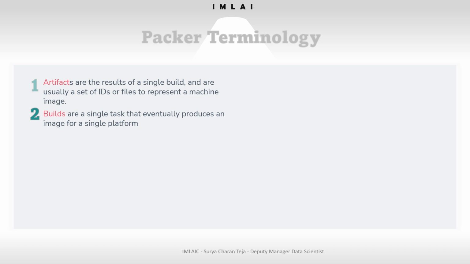Example use in a sentence: the Packer build produced an AMI to run our web application, or Packer is running the builds now for VMware, AWS, and VirtualBox. In the second one, we are running builds in parallel in VMware, AWS, and VirtualBox.